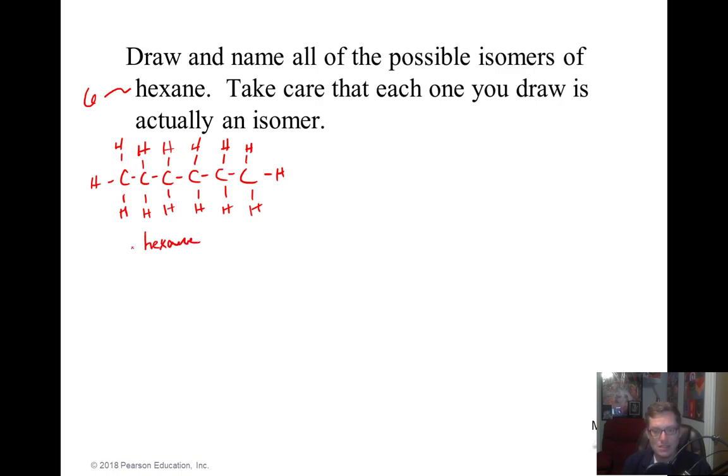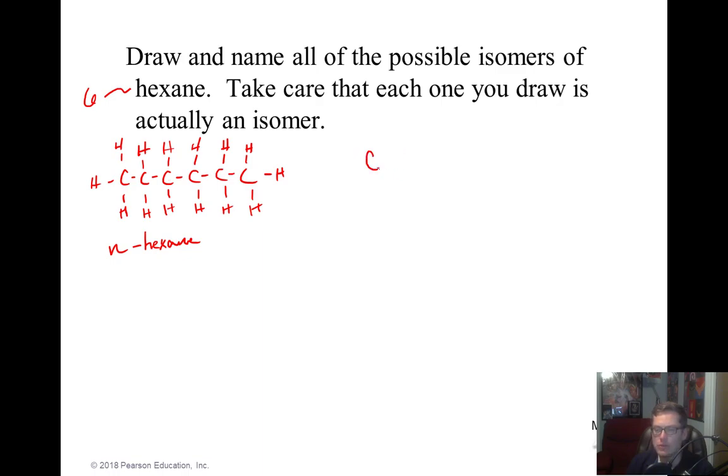Now you could be fancy and add an n in front of it just to show that it's normal hexane. Okay, and really the n doesn't stand for normal. It means that it's in a straight chain, but we could call it normal hexane. All right, so we could also change this guy up. We could take one of these carbons that are on the end and put it in the middle.